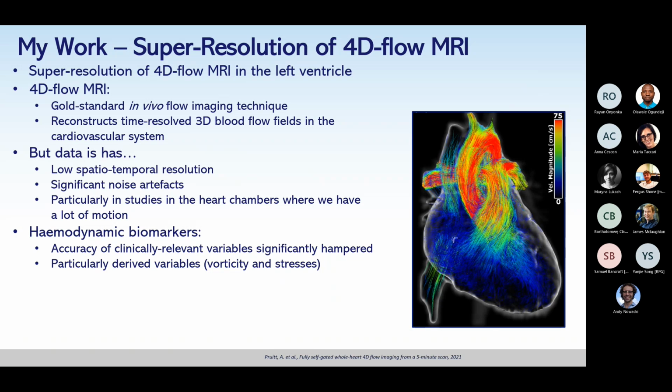My work is centered around super resolution of 4D flow MRI in the left ventricle, and I use PINNs to do this, obviously. 4D flow MRI, if you don't know, is a blood flow imaging technique which allows you to construct time-resolved 3D velocity fields in the cardiovascular system. The only issue is the data is quite low in resolution in both space and time, and suffers from quite strong noise artifacts, particularly in studies in the heart chambers where I'm looking.